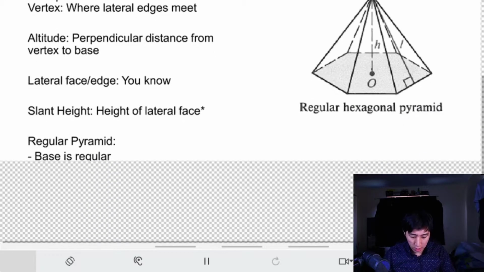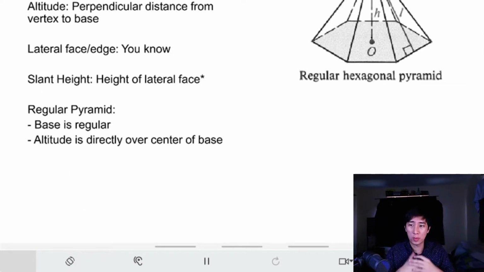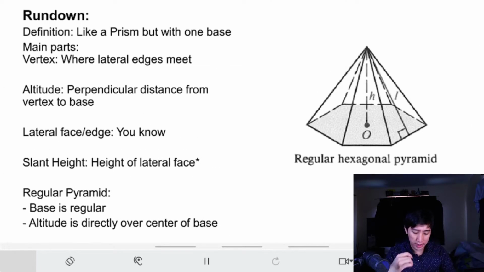Now, when we're dealing with regular pyramids, there are two things you want to remember. Number one is that your base is regular. Unlike last time, where we said a right prism meant the sides were at 90 degrees, a regular pyramid does imply that your pyramid's base is regular. Because of this, the altitude is going to be directly over the center of your base. So if you can find the center of your base, you can figure out where your altitude is. I'll talk about that a little more when I show you how to break down the base as well.